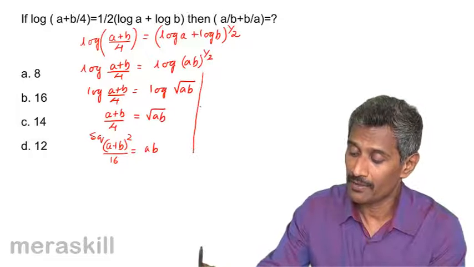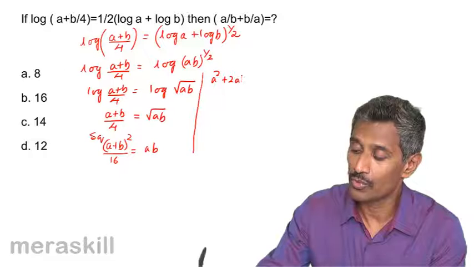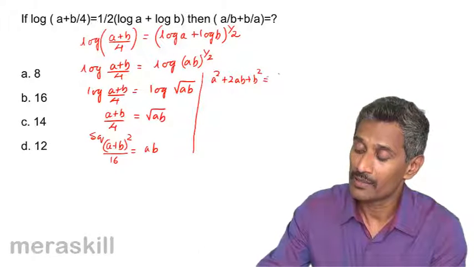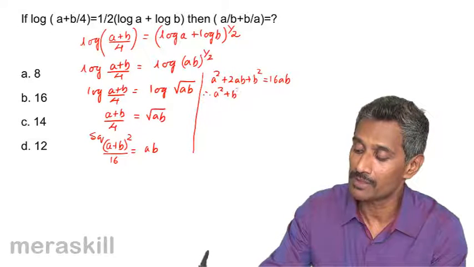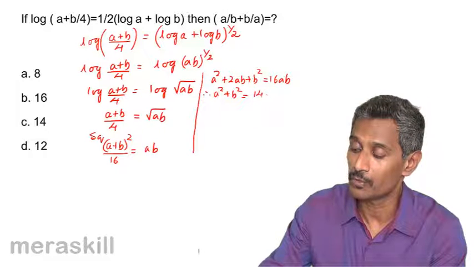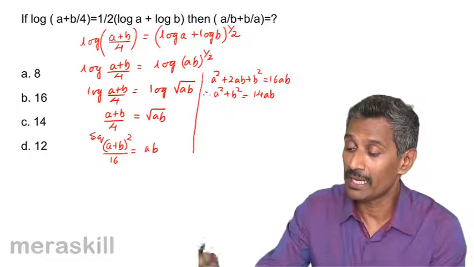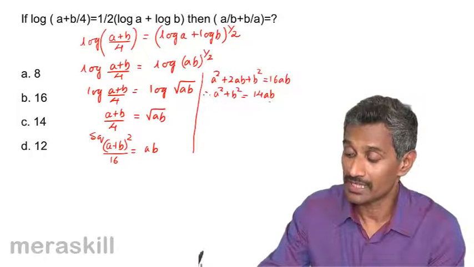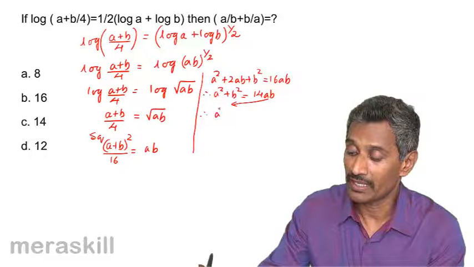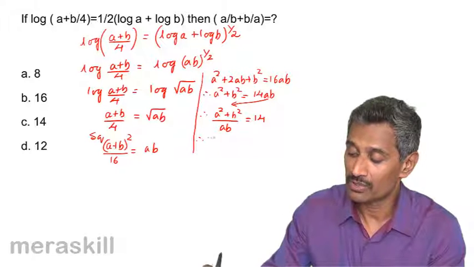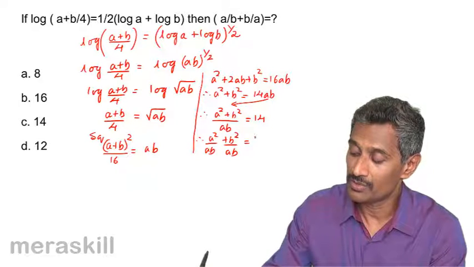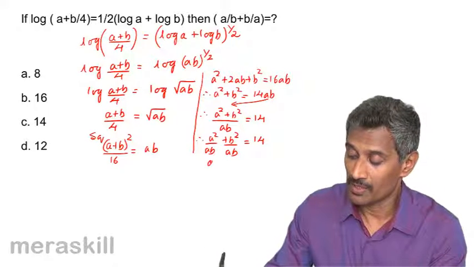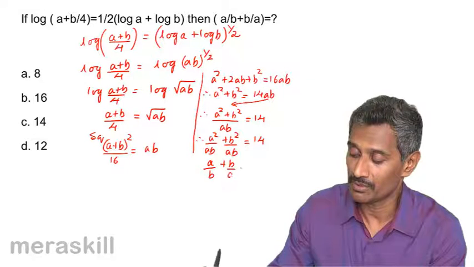So we have a square plus 2ab plus b square is equal to 16ab. In other words, a square plus b square is 16ab minus 2ab, which is 14ab. Now we need to find a by b plus b by a, so we divide by ab. We get (a square plus b square) upon ab is equal to 14, which is a square upon ab plus b square upon ab, which is 14. This of course becomes a by b plus b by a is 14.